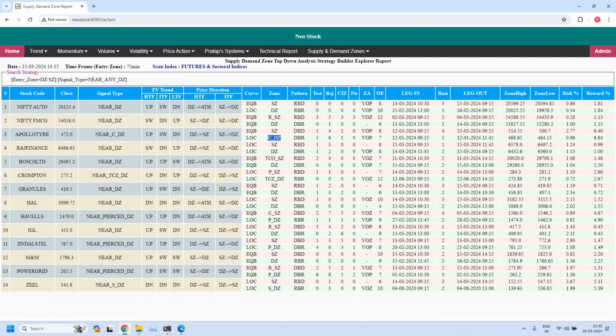And also remember, if you want to take trade a second time from the same zone, that should be a high liquidity zone. The 5-minute zone also should be a high liquidity zone. Then only we take a second time or even a third time. You have to remember these points.